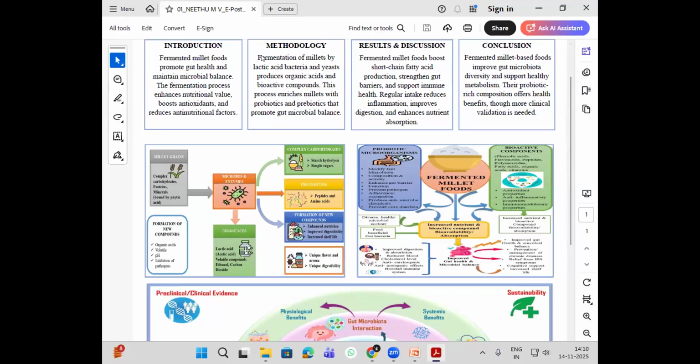Hello, madam, am I audible? Yes, sir, audible. Madam, I have only one question. Is there any direct correlation between gut bacteria and hypertension? Sir, please tell me once more, it's not audible. Is there any evidence-based study or direct connection between the gut bacteria and hypertension?